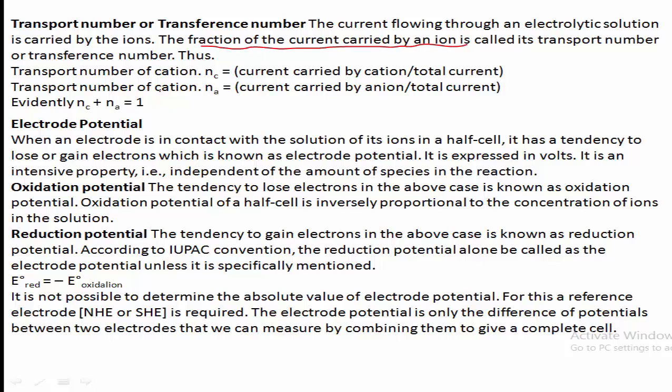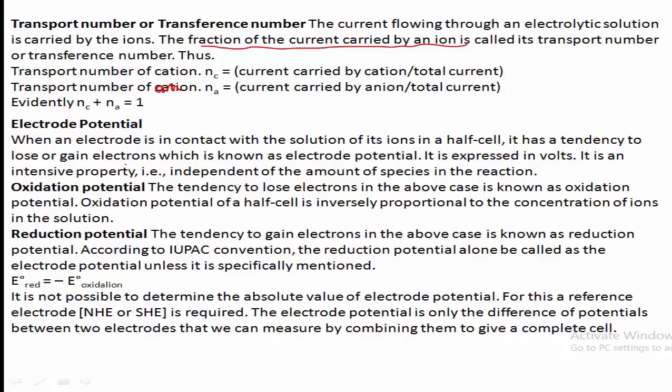The transport number of a cation is represented as Nc, which is calculated as current carried by the cation divided by total current. And the transport number of an anion, sorry, this should be anion, Na, is equal to current carried by the anion divided by total current. So the sum of the transport number of the cation and the transport number of the anion is equal to 1.